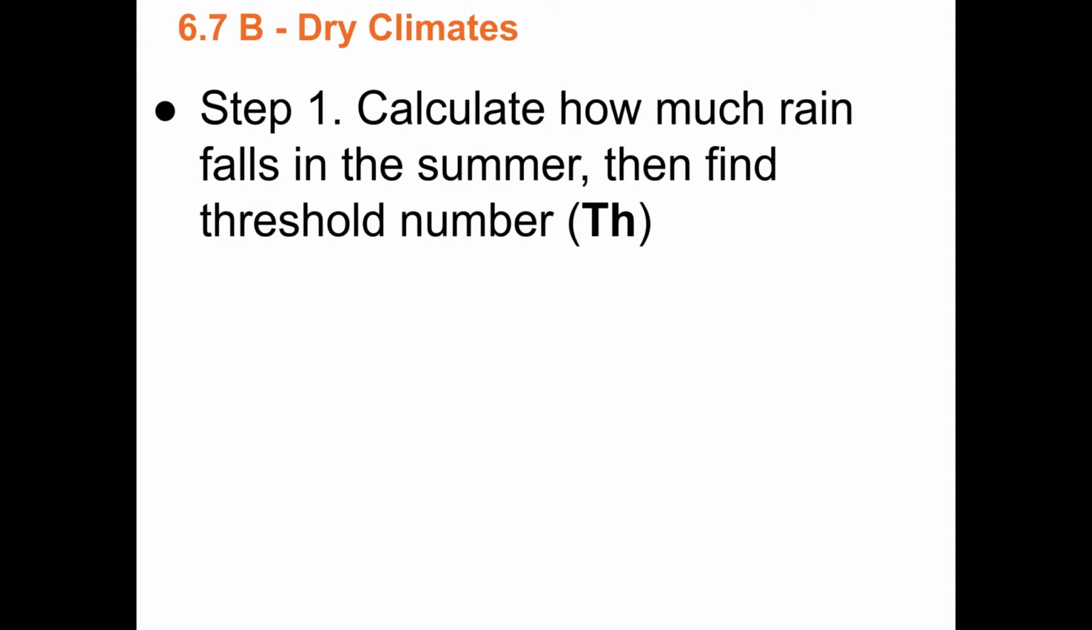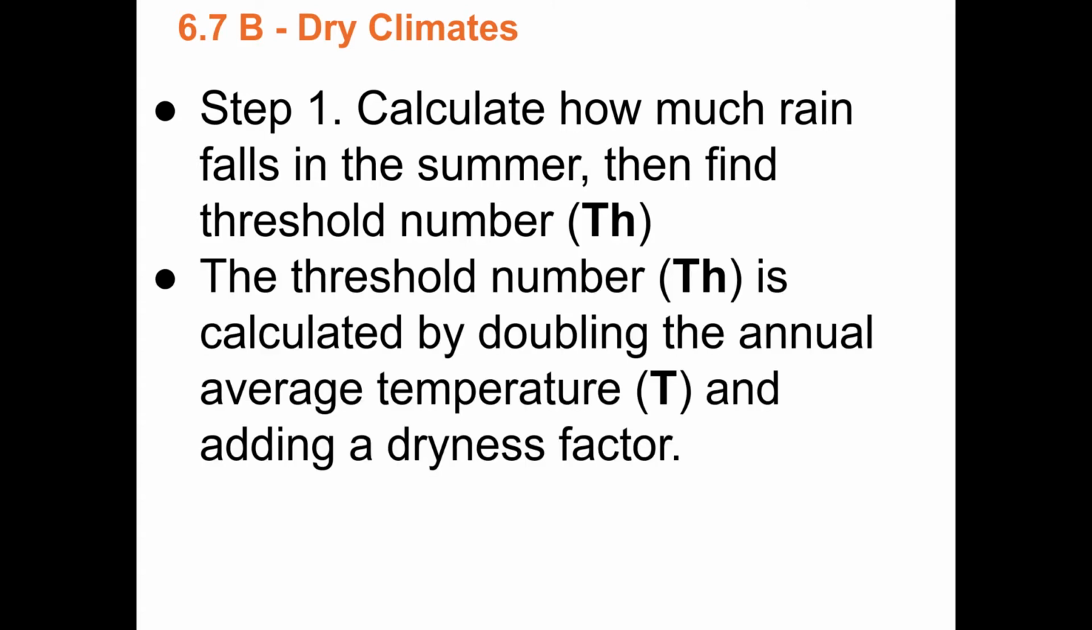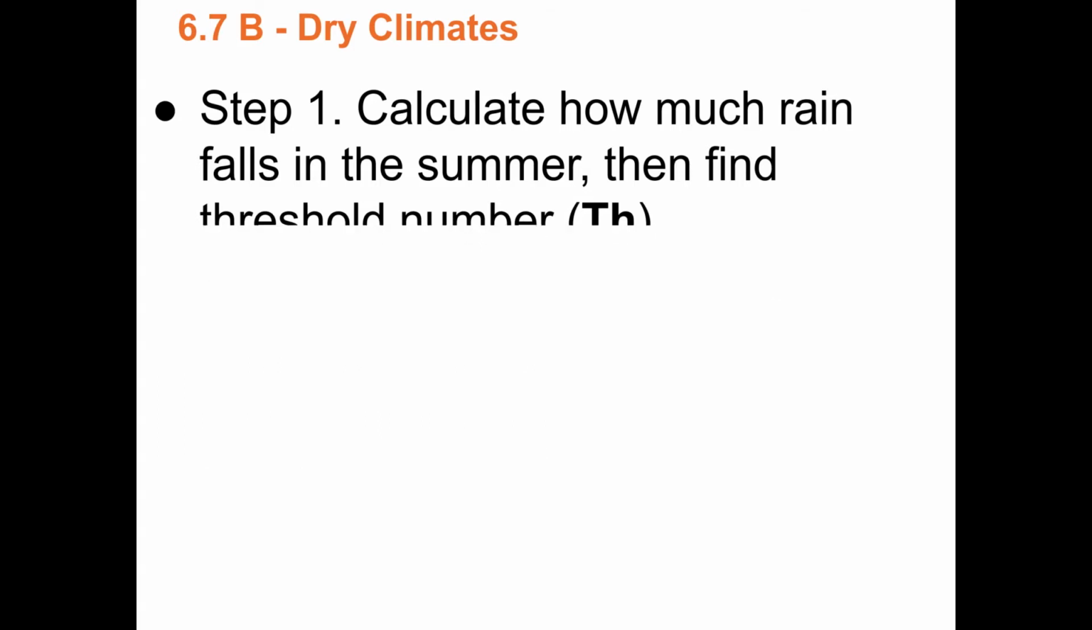So we have to find out how much rain falls in the summer. That's pretty simple. You just look at the Koppen climate classification sheet and determine, is it rainier April through September or October through March? You find out how much rain falls in the summer. You use that information to find the threshold number. The threshold number is equal to doubling the annual average temperature, T, and then you add a dryness factor based on how much of the rain falls in the summer.